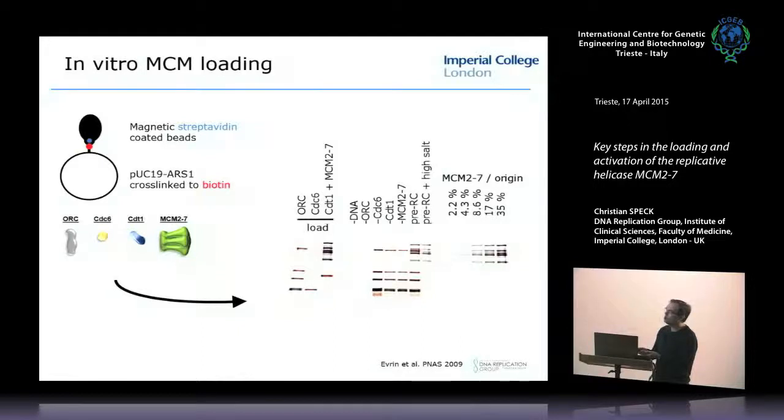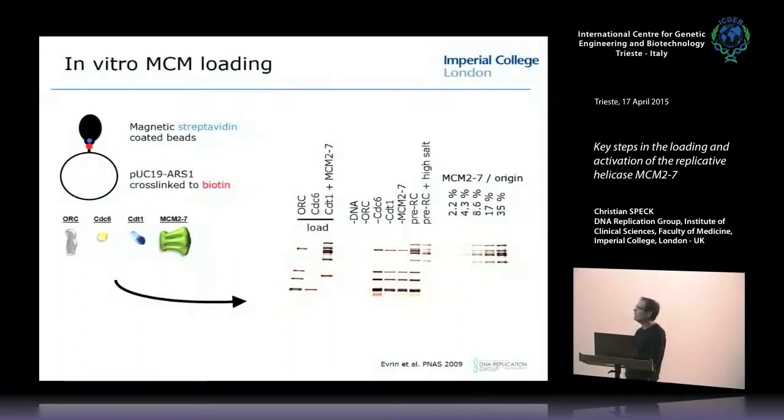So we have the origin recognition complex, we have CDC6, we have CDT1, we have MCM proteins. And if we combine all of those factors on top of the DNA, we get the MCM proteins bound to the DNA. And if we take just one individual factor out of the equation, so no DNA or no ORC or no CDC6 or no CDT1, you don't get the MCM proteins recruited. So it's a highly specific reaction.